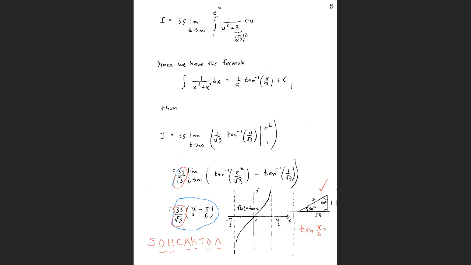So the tangent of pi over 6 is equal to 1 over root 3. And therefore, the arctangent of 1 over root 3 is going to equal pi over 6. That's how I get the pi over 6. The arctangent of 1 over root 3 has to equal pi over 6. Are we good with the pi over 6 part? So far, so good?